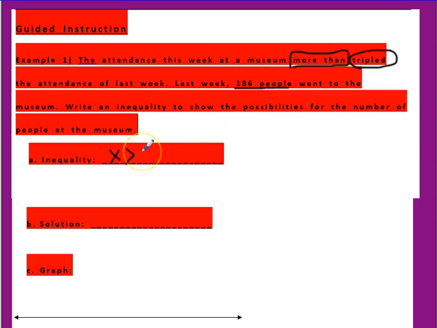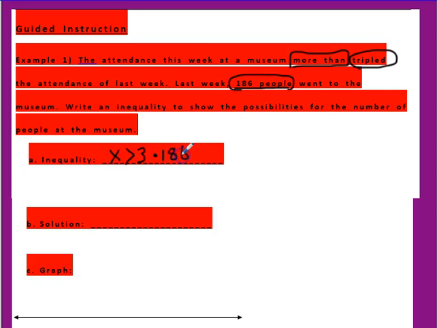So triple means what? Triple means times, but what times? It's also a number. Triple means 3 times the number of people last week, which was 186. So 3 times 186.